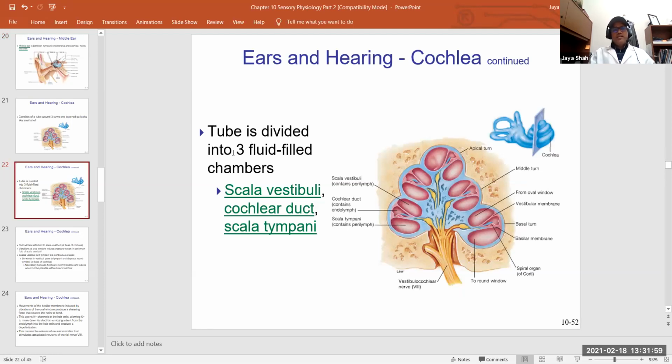So the tube is then divided into three fluid-filled chambers. Everywhere this will be three. So here again is tympani, media, vestibuli, all of them in each coil. Only the media contains the endolymph. Scala vestibuli and scala tympani both contain perilymph. And we will talk about that again.